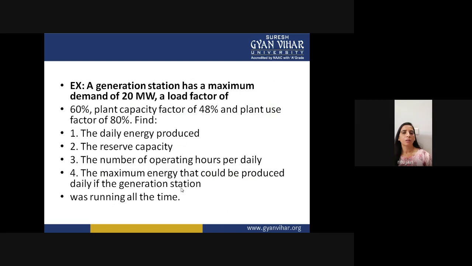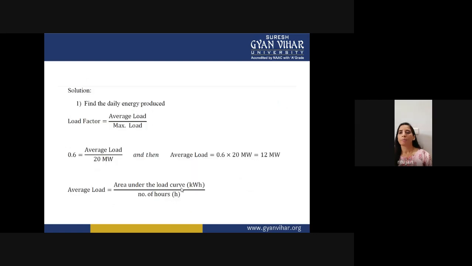So you have to calculate the daily energy produced, that is how much energy it is producing in kilowatt hour, the reserve capacity, which is your plant capacity minus maximum demand. So you have to calculate the installed capacity also. Then the number of operating hours per day, and the maximum energy that could be produced daily if the generating station was running all the time. Okay, so this is a very important example.